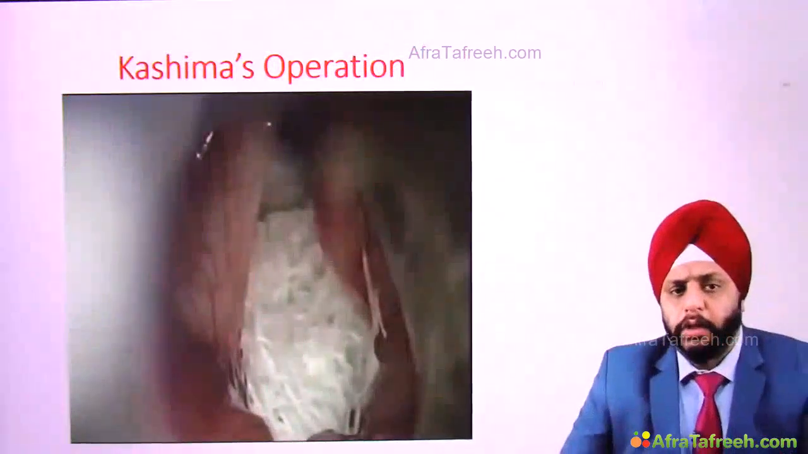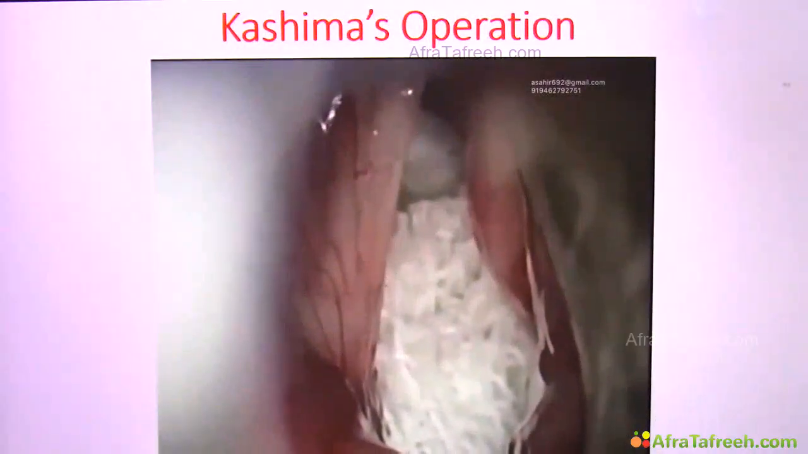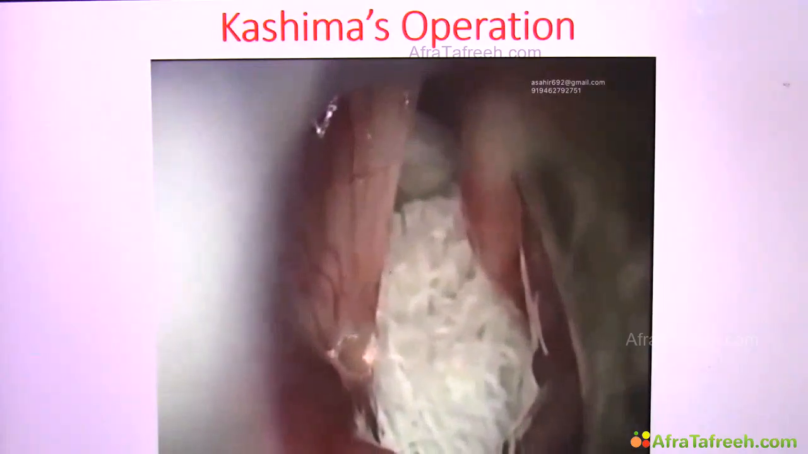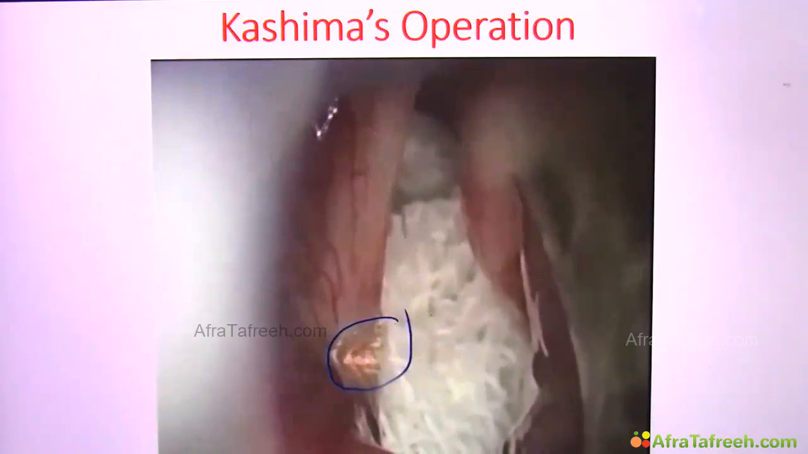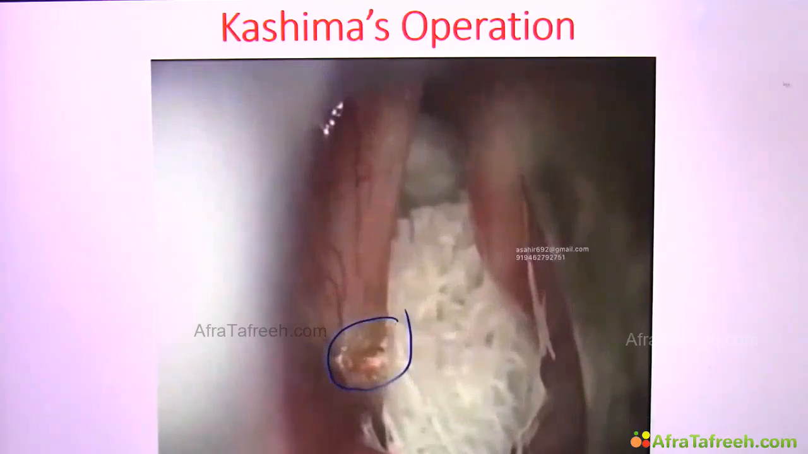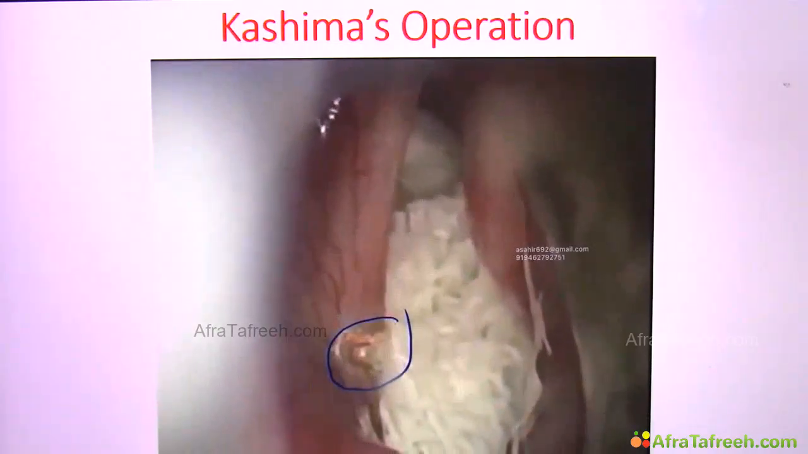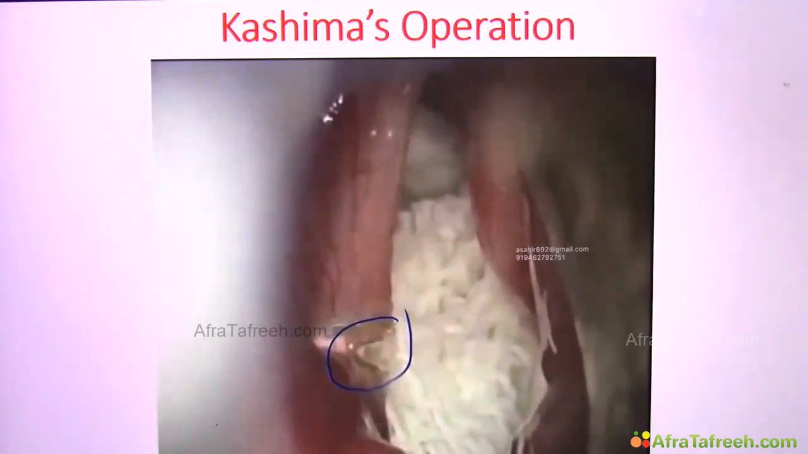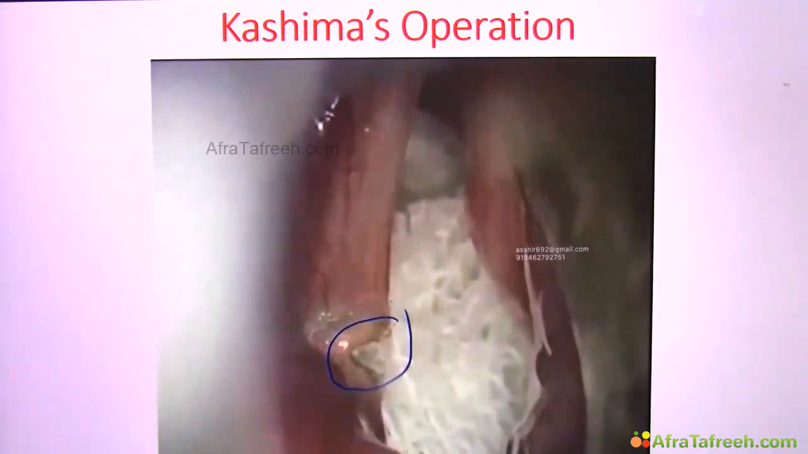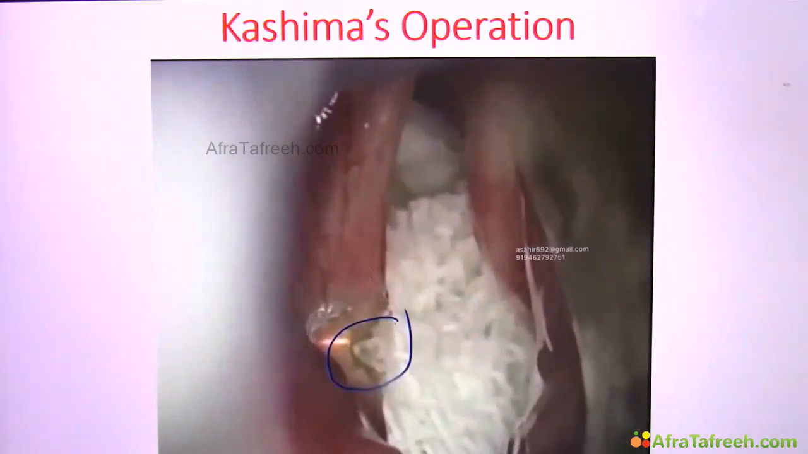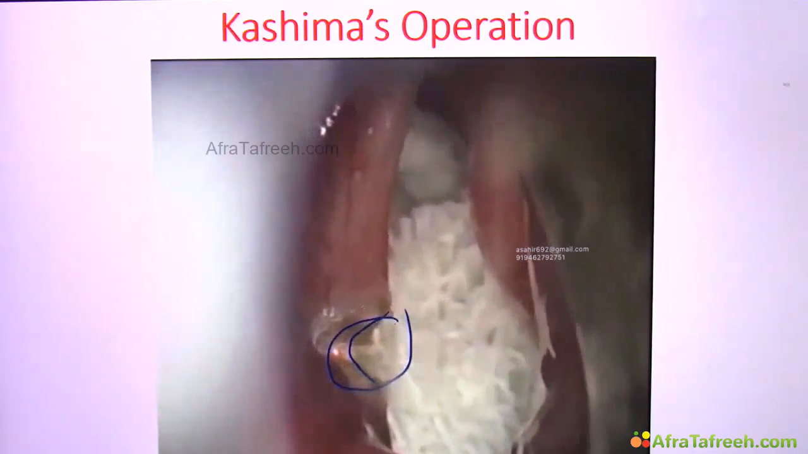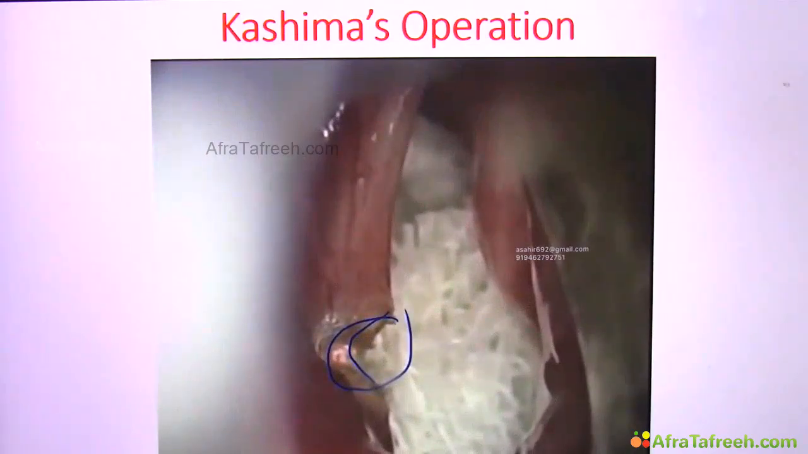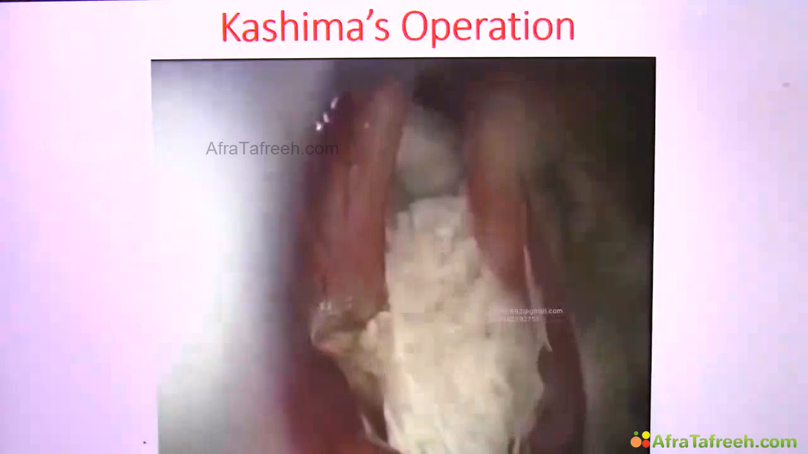Let's look at this video. It's a simple video of Kashima's operation, and you can see that both the vocal folds are paralyzed, and one of them is being cut. We can see over here, this is being cut with the help of laser. We keep on cutting with repeated carbon dioxide laser shots. As you cut, the vocal fold relaxes, it goes anteriorly, and you can see that there is a creation of airway. So we will cut it adequately so that an adequate airway is created.